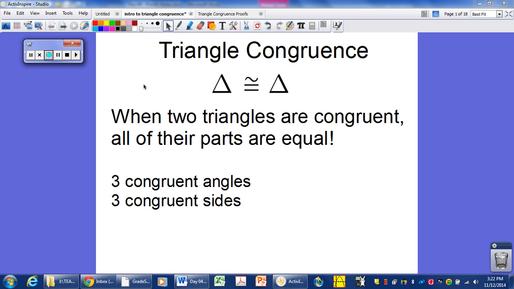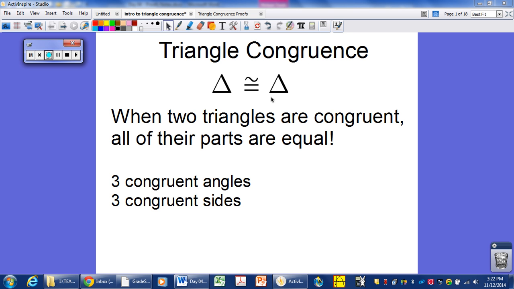Why, hello. This recording is about triangle congruence. Okay, the basics of triangle congruence, because there's a lot more to it than just this. This is the start of what we call triangle proofs, or proving that two triangles are congruent. So that will be the next one. But for now, let's just talk about basic triangle congruence.